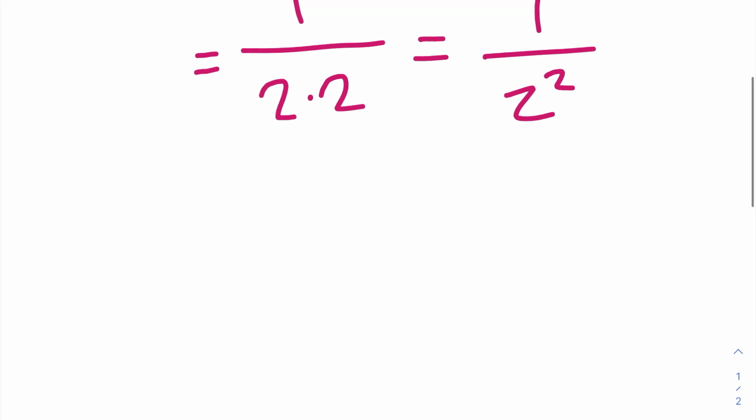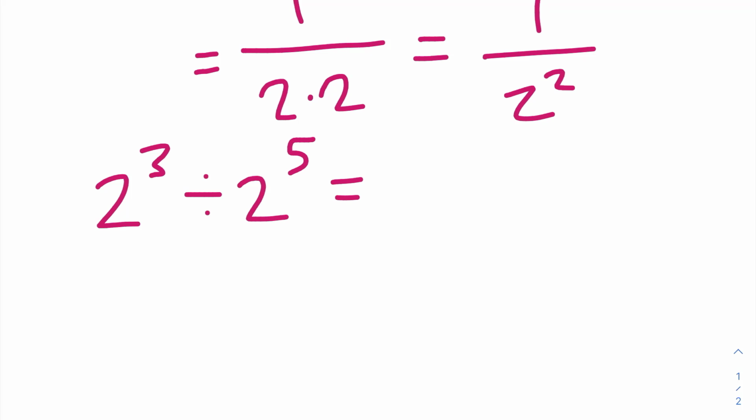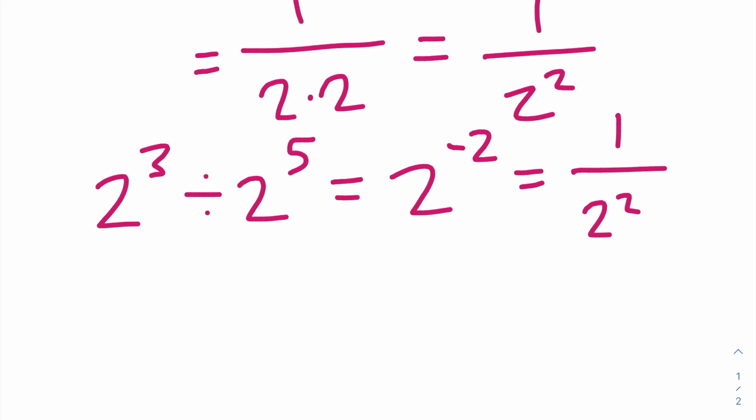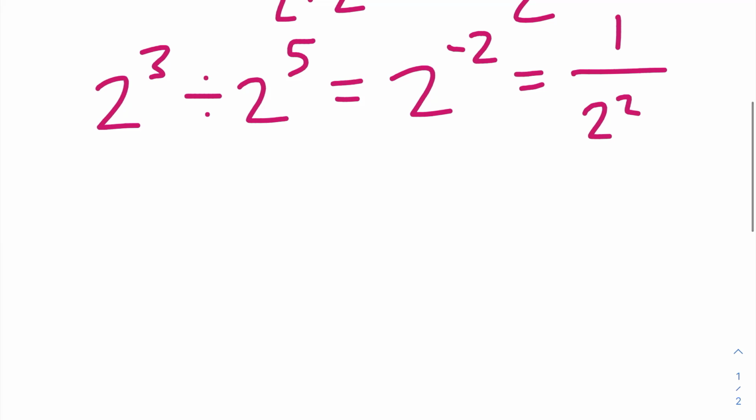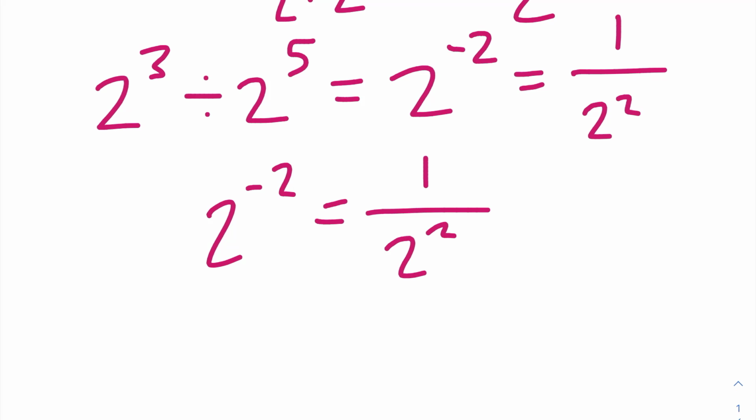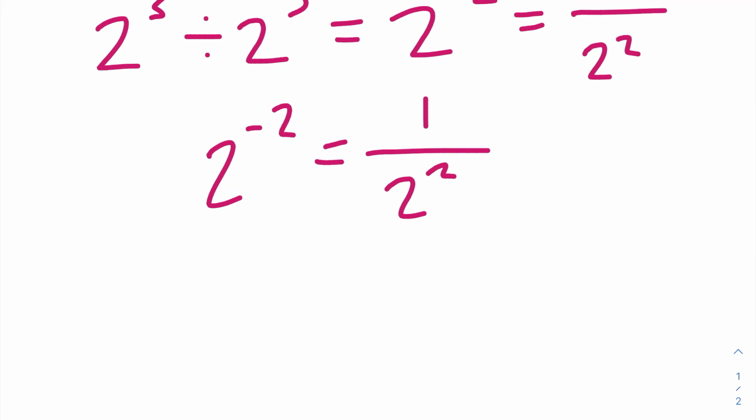So in other words, our expression 2 to the power of 3 divided by 2 to the power of 5 is equivalent to 2 to the power of negative 2 and is equivalent to 1 over 2 to the power of 2. So 2 to the power of negative 2 is equal to 1 over 2 to the power of 2, which means that when we have a negative exponent, we take the reciprocal of the positive exponent.